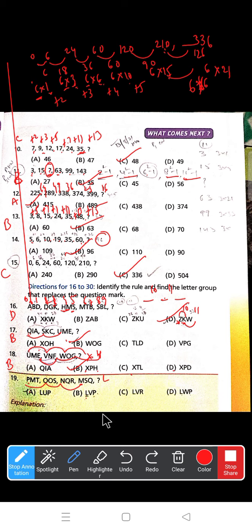All the options are having first letter L. So I am going with the second letter to check. M, N they left, O, P they left, Q, R they left, writing S. So T they should leave and they should write U. So U, L, U means only one option is there, that is option A.